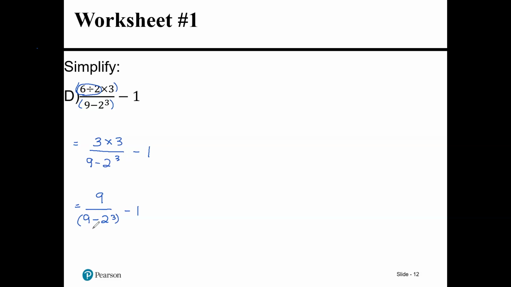So we don't have another parenthesis, but we do have an exponent. We have 2 cubed. All right, so 2 times 2 times 2 is going to give us 9. Or sorry, it's going to give us 8.